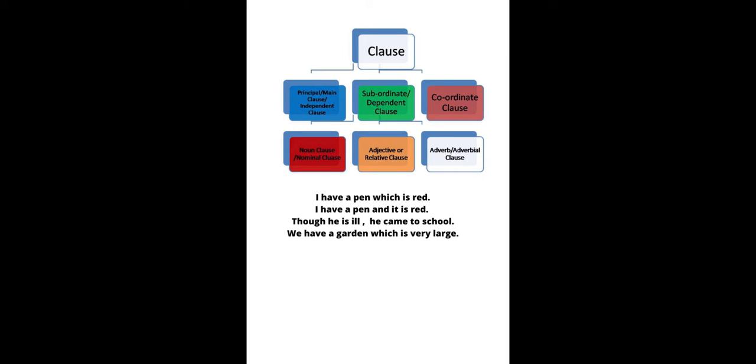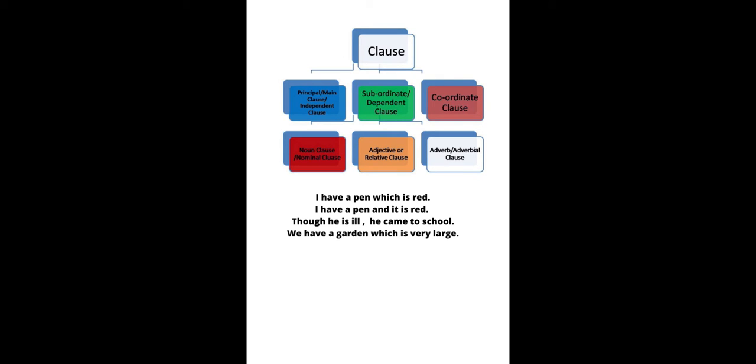Second type of clause: subordinate, S-U-B hyphen ordinate, subordinate or dependent clause. In Bengali, it is called Nirbharshil Khanda Vakya. Our principal or main clause, independent clause, is called Pradhan Khanda Vakya or Swadhin Khanda Vakya.